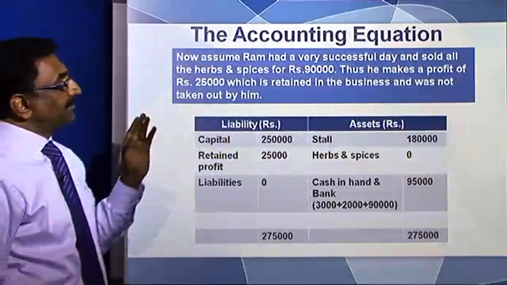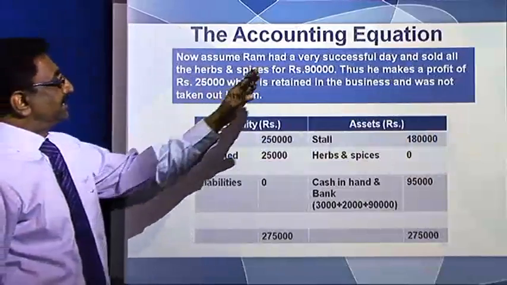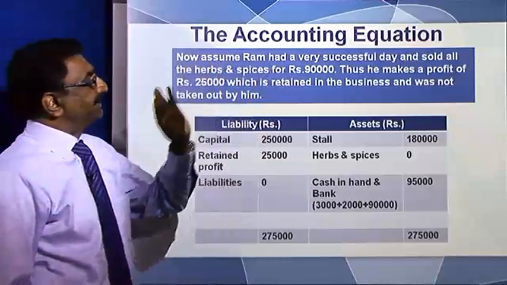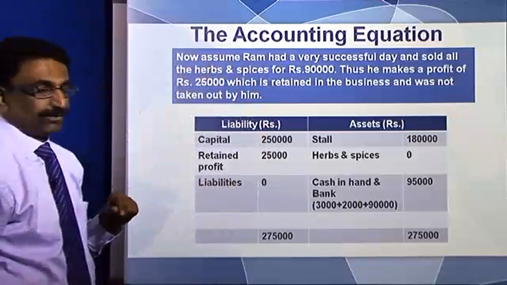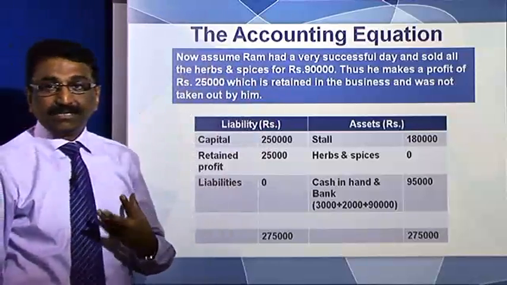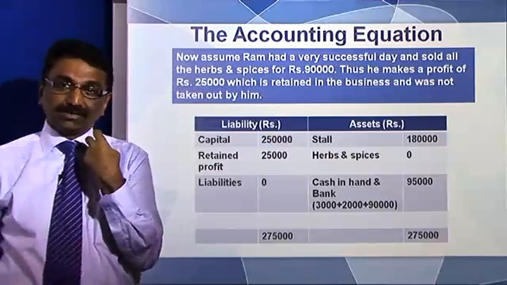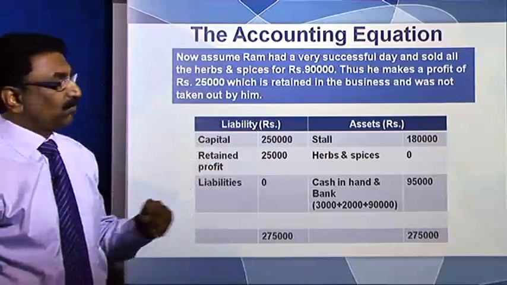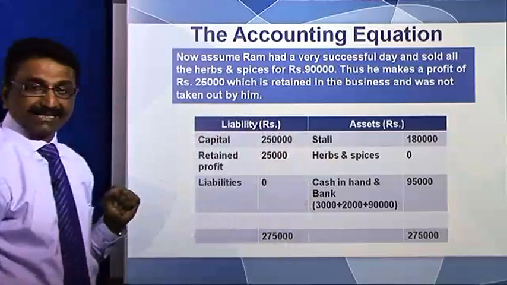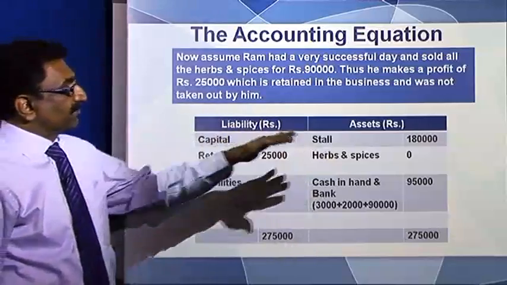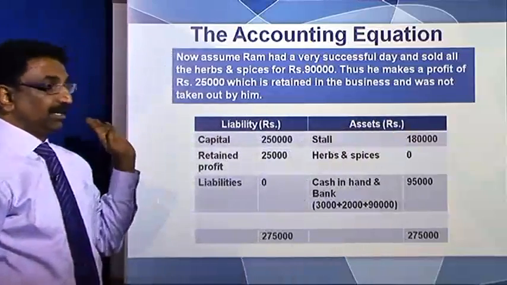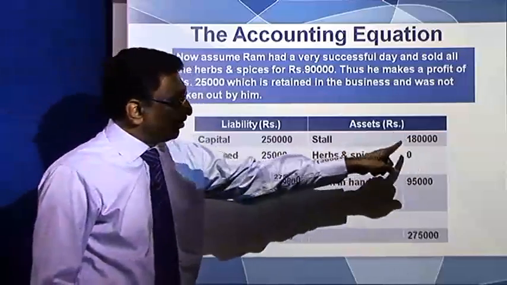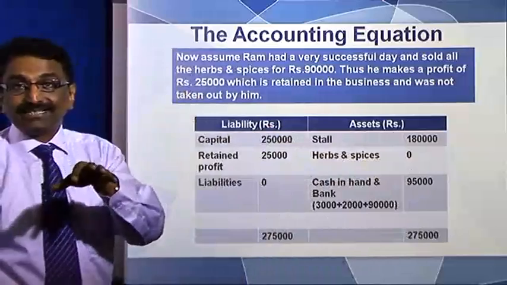What does Ram do? Ram has had a very successful day. He sells his 65,000 rupees worth of herbs and spices for 90,000 rupees on that day, making a profit of 25,000 rupees. Now this money Ram did not take out as profit and start spending for his personal needs. He kept it in the business. So what happens to the asset and liability, or the accounting equation? The stall remains as it is, so there is no change, but the herbs and spices, which were valued at 65,000 rupees, have now got sold off. So there is no balance there, but that has got converted into cash.